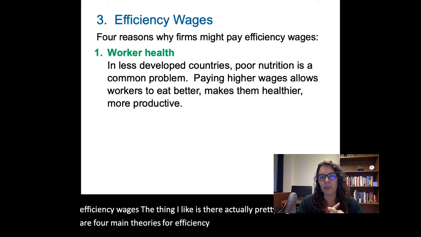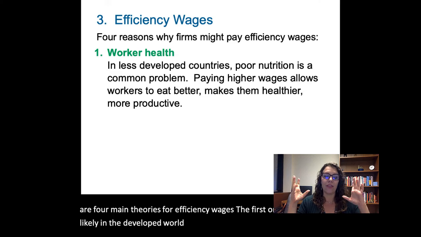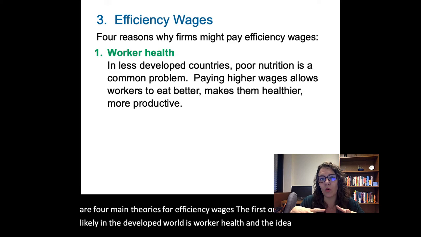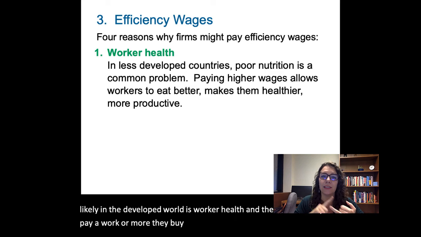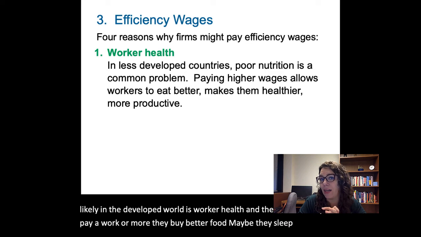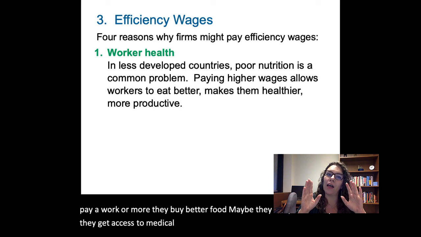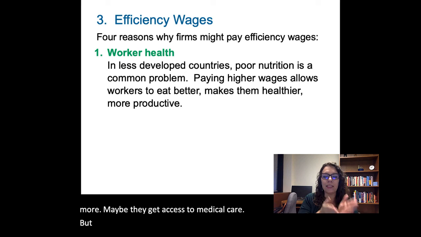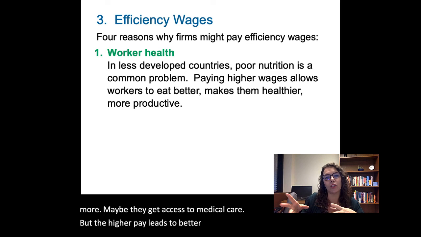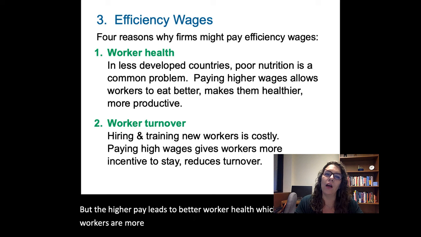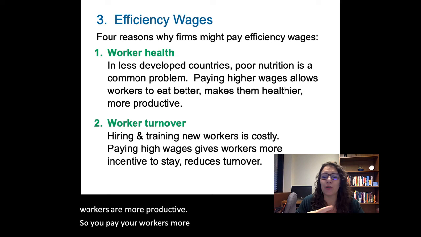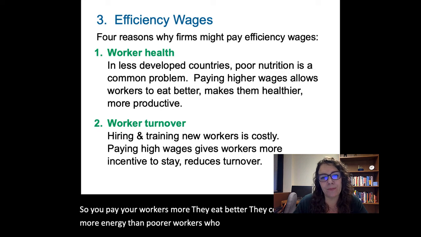The first one, which is most likely in the developed world, is worker health. The idea here is you pay a worker more, they buy better food, maybe they sleep more, maybe they get access to medical care. The higher pay leads to better worker health, which means the workers are more productive. You pay your workers more, they eat better, they come to work with more energy than poorer workers who don't get to eat well.